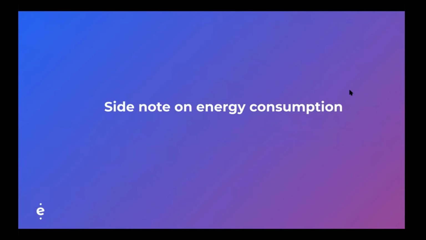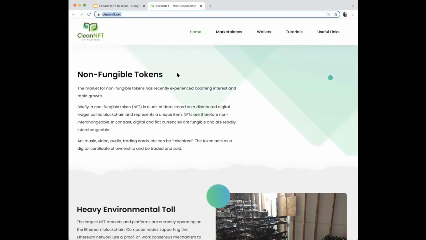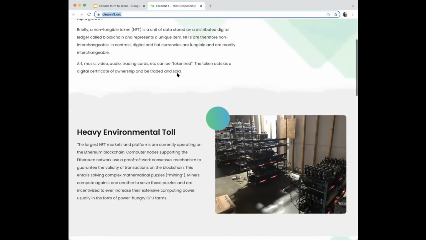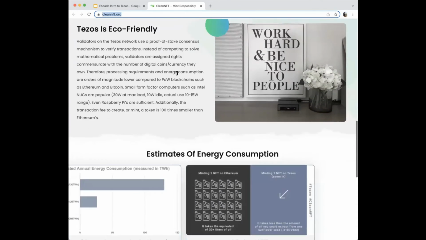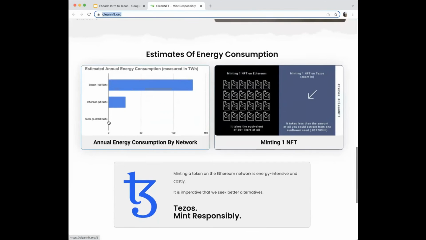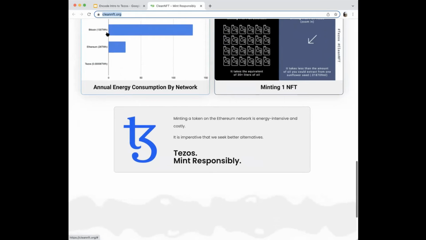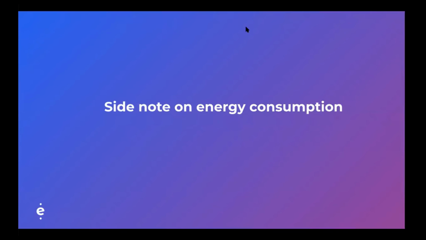A side note on energy consumption: you can see why proof of stake is better, obviously. If you go to this website, this is quite a nice one to give you some general stats. This is actually a clean NFT platform built on Tezos. We have got some ecosystem events coming up, but you can see that Tezos is far less energy consuming. And this is mainly due to the proof of stakeness, though I think the energy argument is a very nuanced one, really.